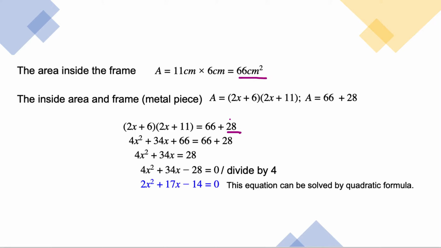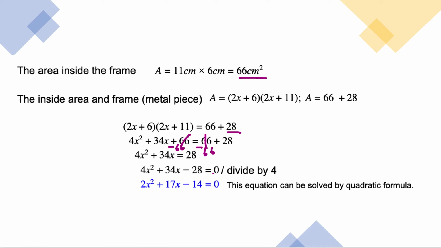But now we want to find just the area of the metal. Because we have a 66, and we already know 66 was the inside area, we can subtract 66 on both sides, so the 66 cancels. What remains here? 4x squared plus 34x is equal to 28. And we put the 28 on the other side, minus 28 on both sides. What we get here is 4x squared plus 34x minus 28 is equal to 0.